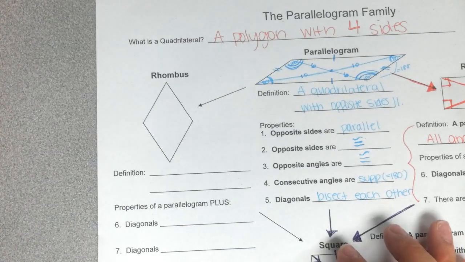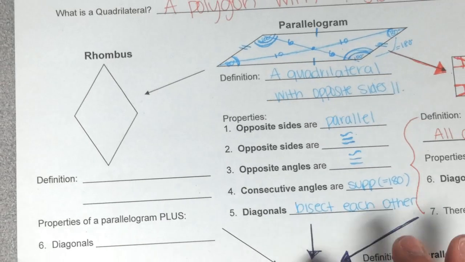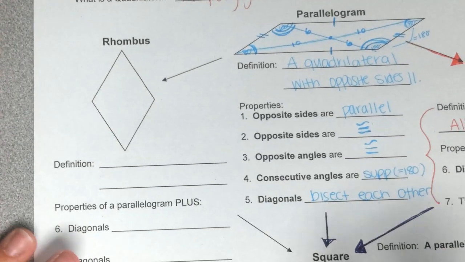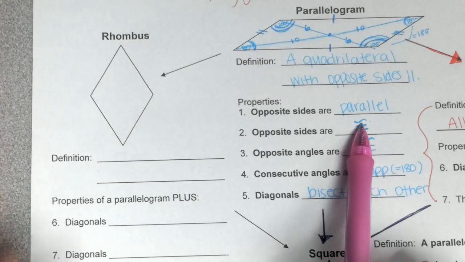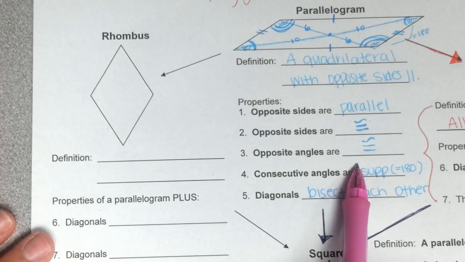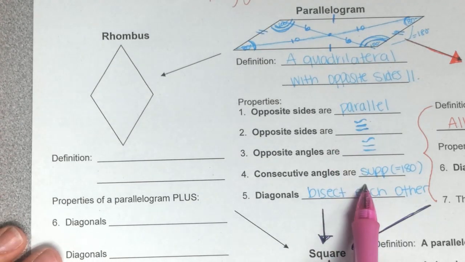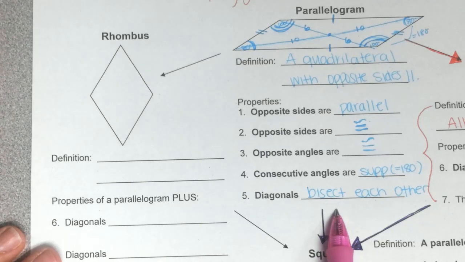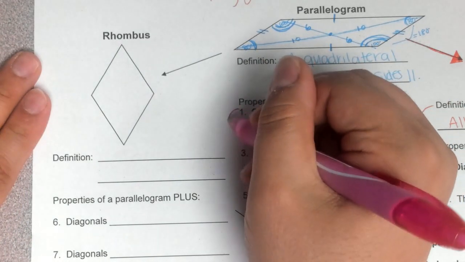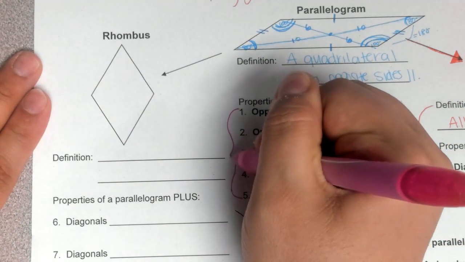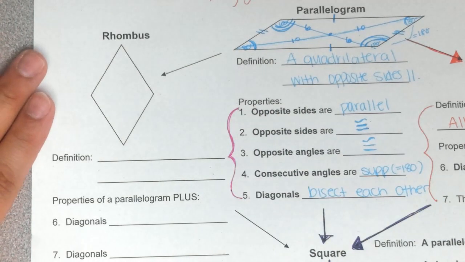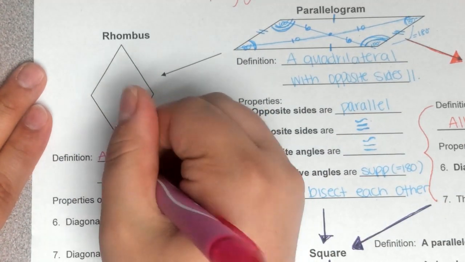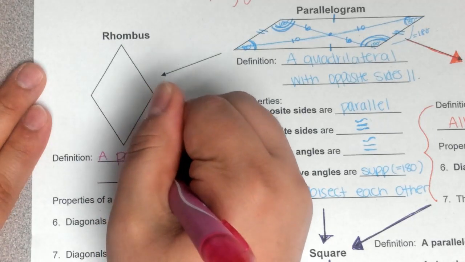All right. We talked about the properties of a parallelogram yesterday. Remember, it's a quadrilateral with parallel sides. Opposite sides are congruent. Opposite angles are congruent. Consecutive angles are supplementary, and they bisect each other. Y'all, all of these properties right here, write that down, also apply to a rhombus, because a rhombus is also a parallelogram.